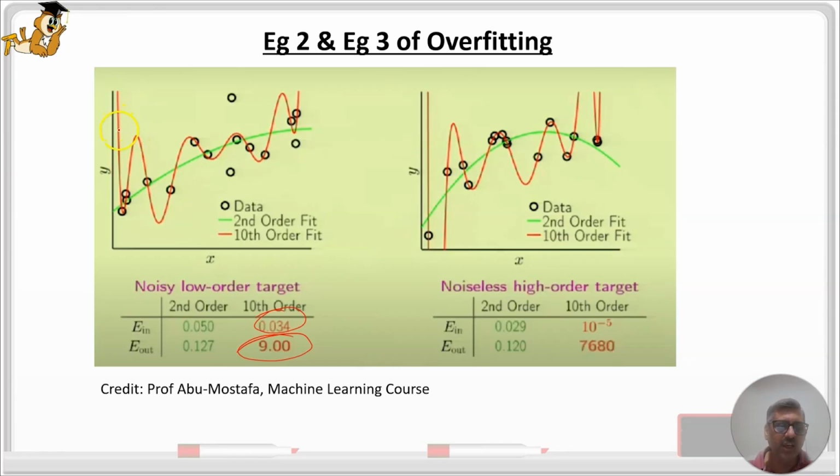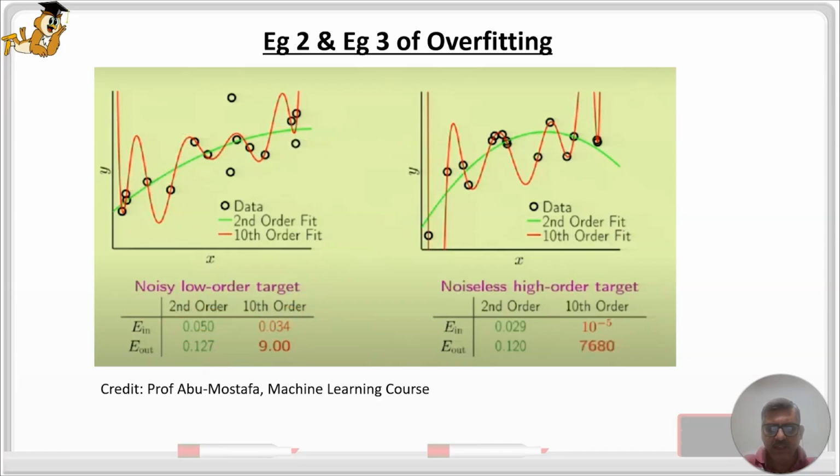Again, as you can see, in an effort to pass through all the noisy data points, it is going to see a substantial deviation elsewhere, as opposed to the green curve, which simply tries to pass through the data points as well as it can, and therefore it generalizes a lot better. The in sample error, no doubt the out of sample error is higher, but it is not as high as it is in the case of the 10th order polynomial.